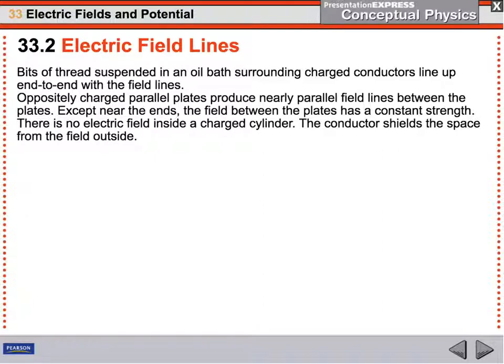Oppositely charged parallel plates produce nearly parallel lines between the plates. Except near the ends, the field between the plates has a constant strength. There is no electric field inside a charged cylinder. The conductor shields the space from the outside field.